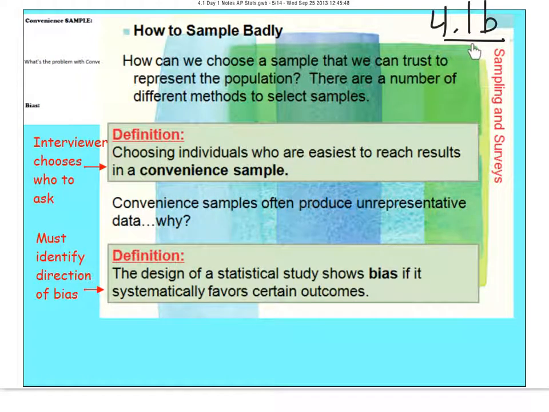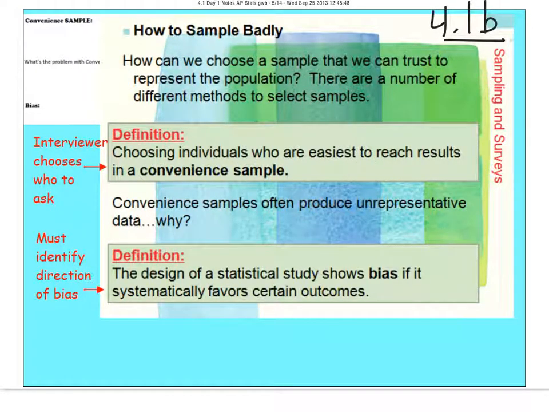In 4.1b, we're going to identify what a voluntary response sample and a convenience sample are, and explain how these bad sampling methods can lead to bias. So the first sampling method that is considered to be poorly done is a convenience sample. What a convenience sample is: you choose individuals who are the easiest to reach.